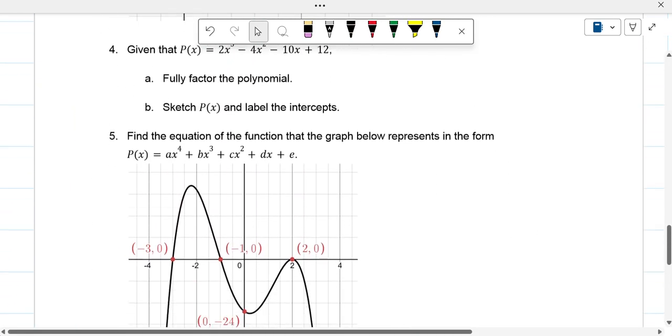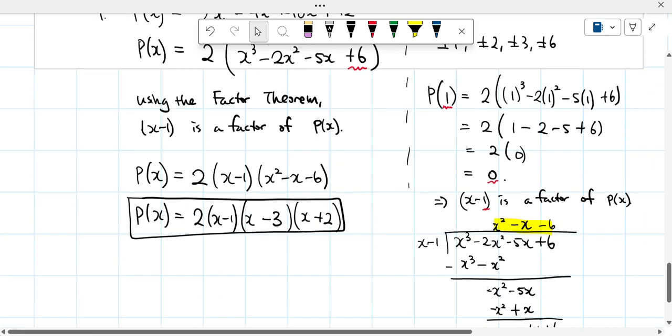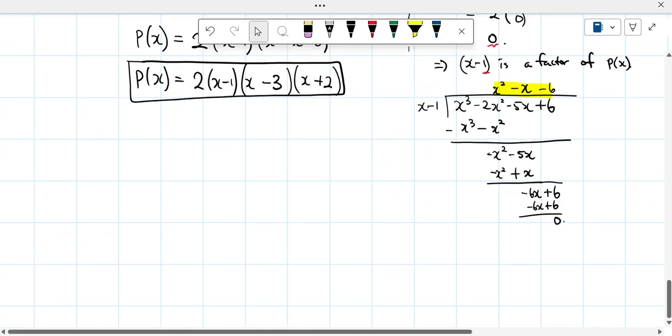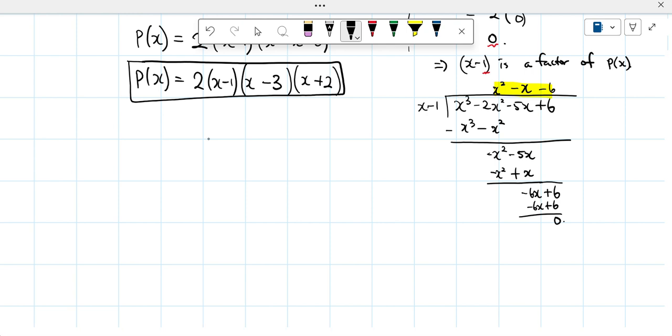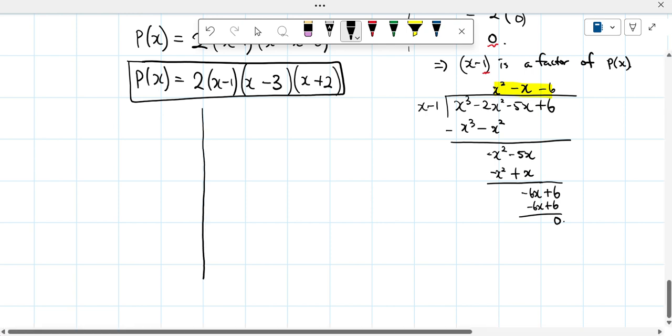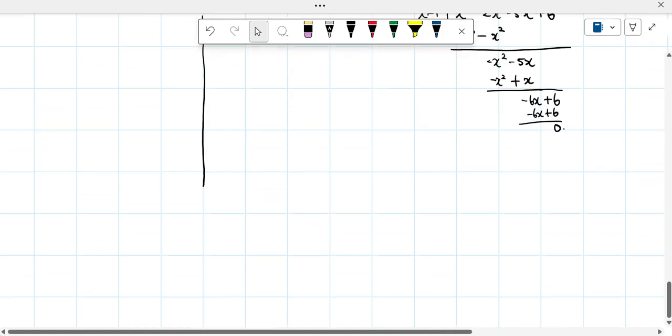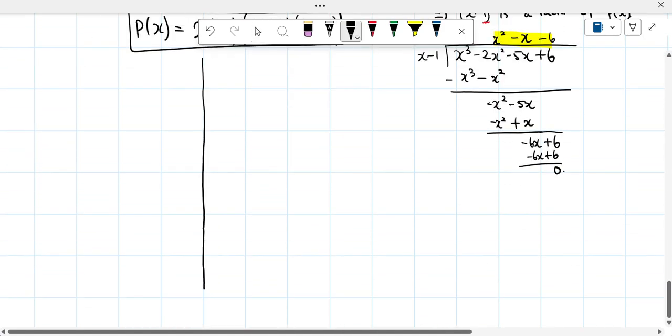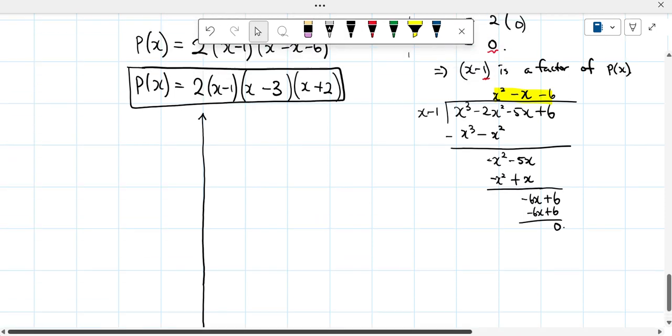The second part asks me to sketch p of x and label the intercepts. So let's do that. In case you wonder why we are doing this in the first place, this is where things get a bit more interesting. Only after you do the factoring can we actually draw the graph. Without factoring, it is quite difficult to graph.